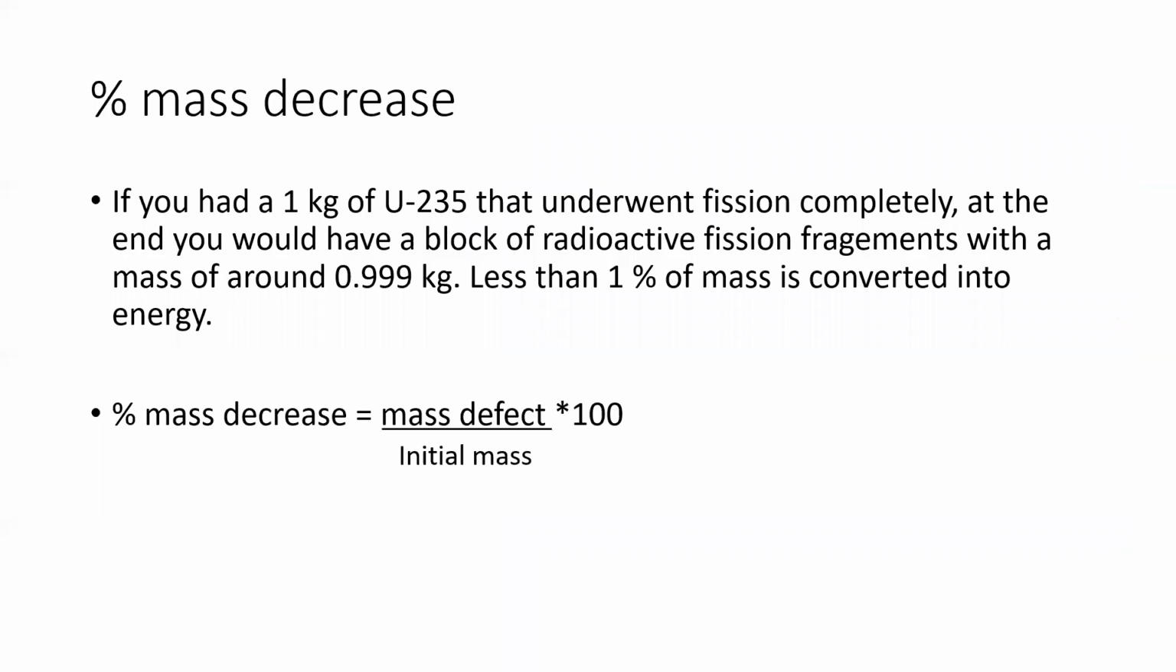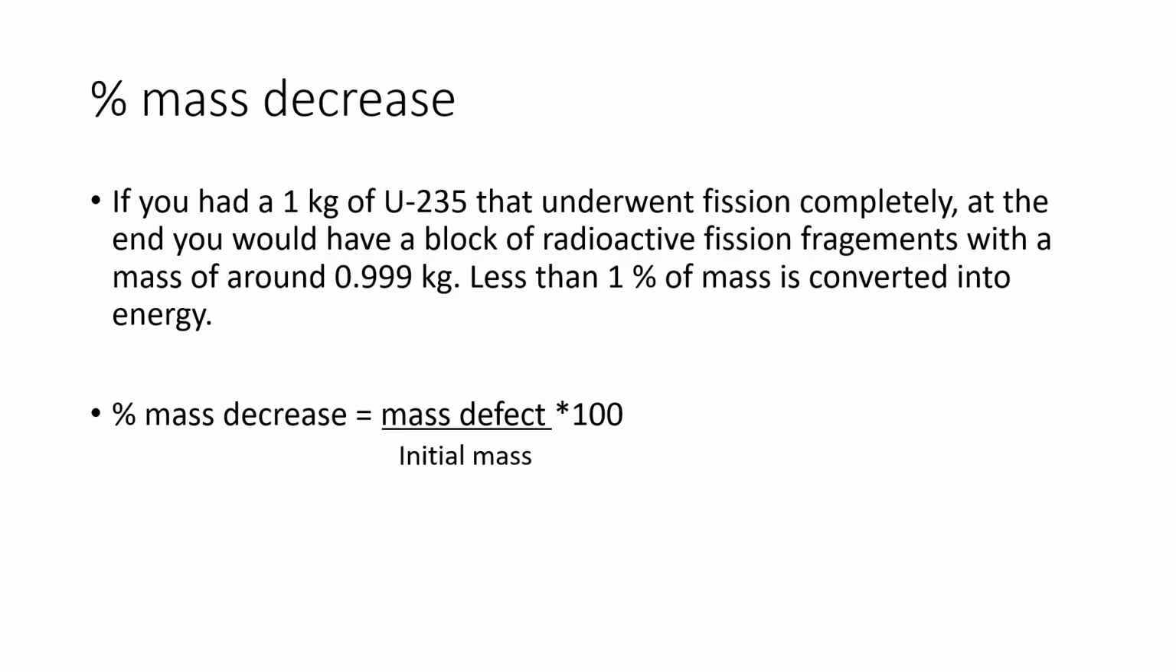Now, let's say you have 1 kilogram of uranium-235 that has undergone fission completely. At the end, you have a block of radioactive fission fragments with a mass of around 0.999 kilogram. Of course the product nuclei will have a lesser mass than the individual nuclei which were going into the fission process. Less than 1% of mass is converted into energy.